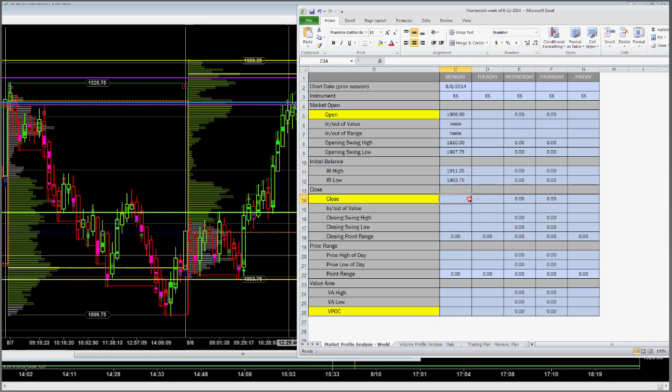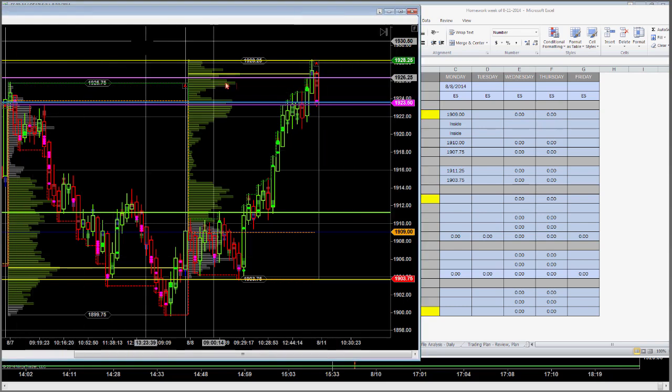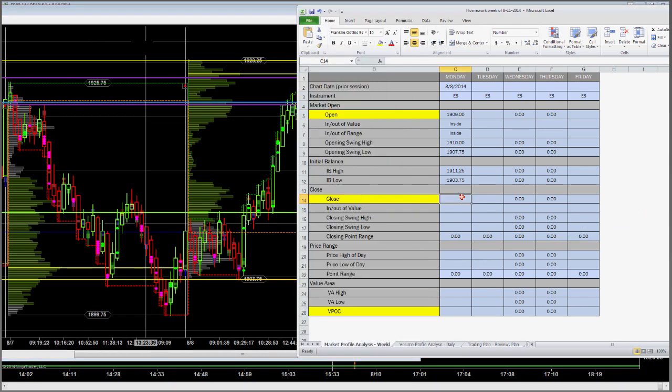So then I'll also put in the close for the day, and the close for Friday, one second, I think I had the close at 23.50, and I can use this chart right there and see my close at 23.50. So I put my close in at 1923.50.